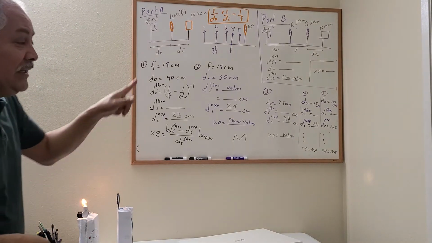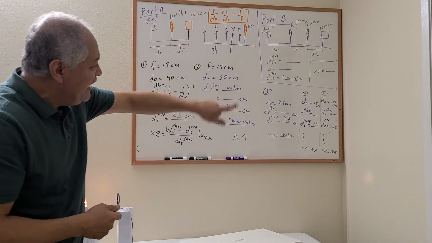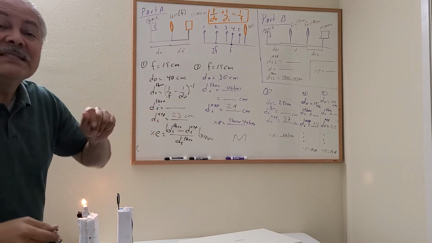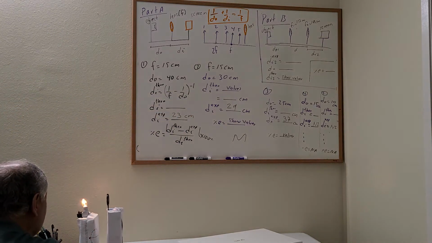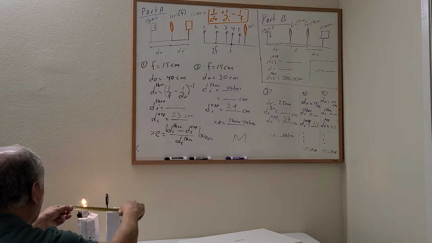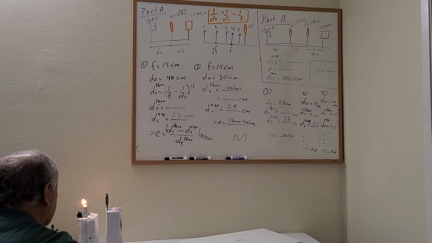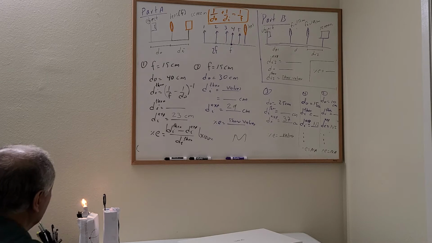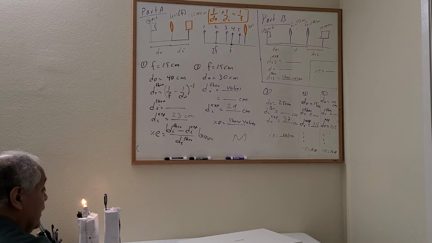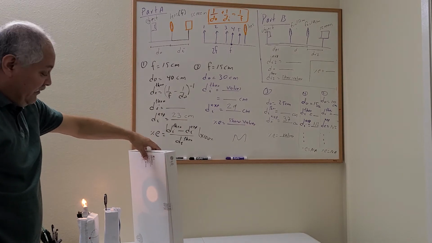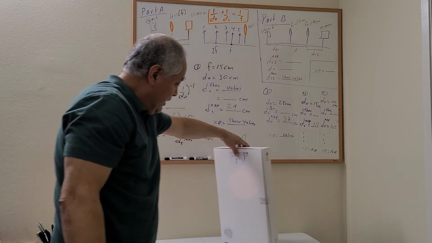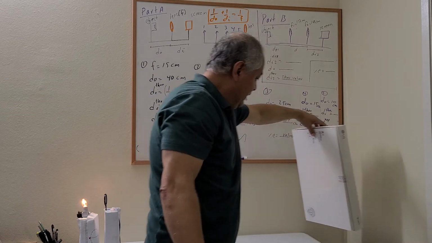Now let's go to the last case. The last case is when DO is 10 centimeters. So let's go to 10 centimeters, more or less. This is 10 centimeters. Now let's do the same thing and find the image. As before, as you can see, no image is found.